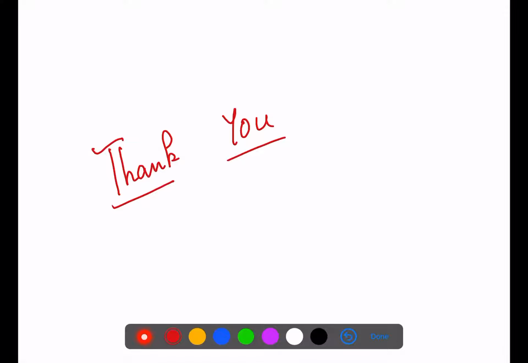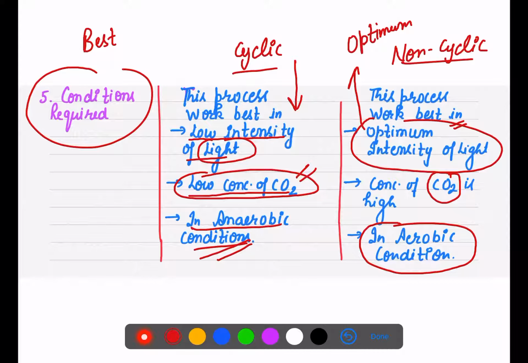And the most important, today we talked about cyclic photophosphorylation. So this is all about today's lecture.